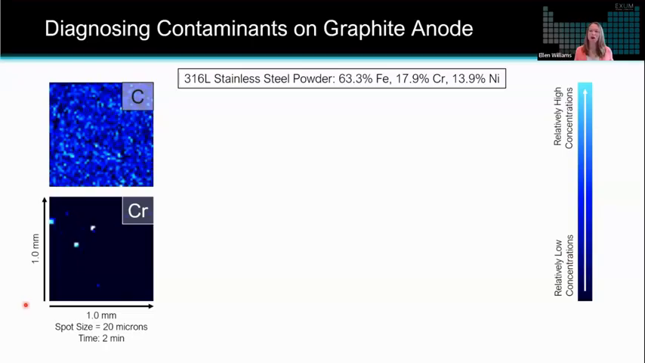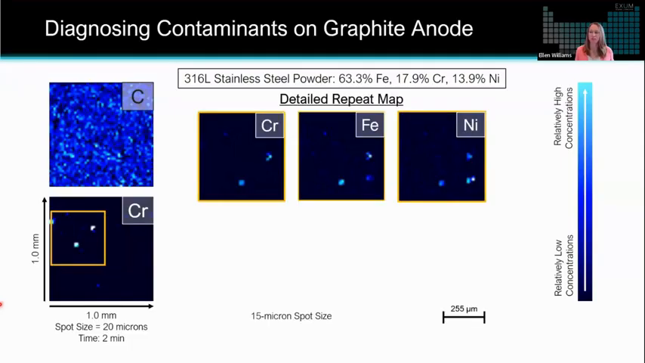And you can see how there is relatively high amounts of carbon, shown in blue and bright blue. That's what we would expect on a graphite anode, which is mostly carbon. But what we identify on the chromium map is a couple of discrete areas with relatively high concentrations, shown in those brighter blues. So what we did was, again, a secondary map with a smaller spot size and higher resolution. In this case, about a 0.5 millimeter by 0.5 millimeter area with a 15 micron spot size.